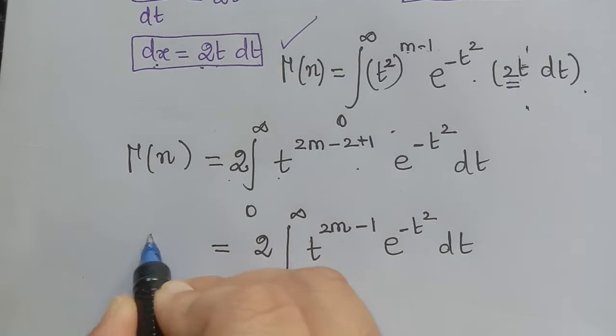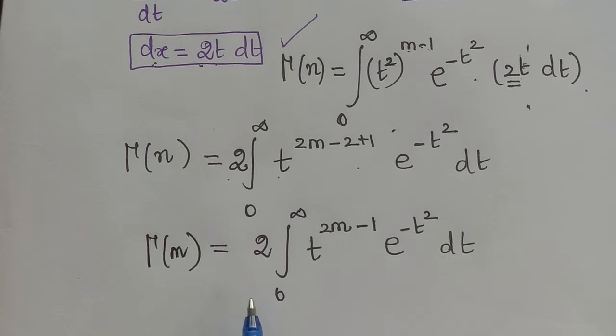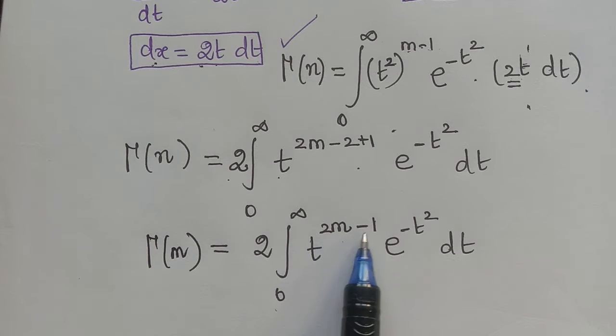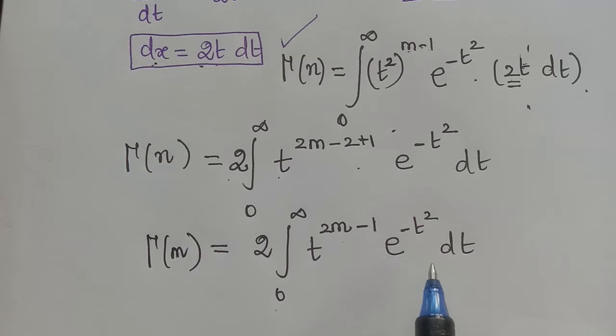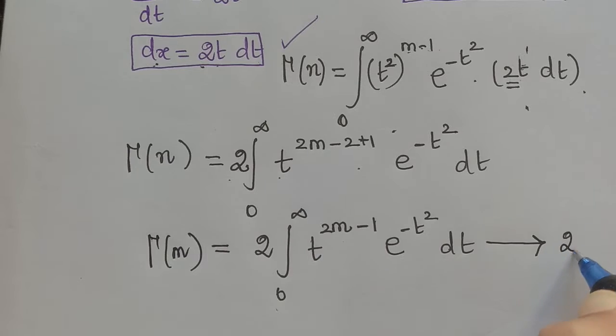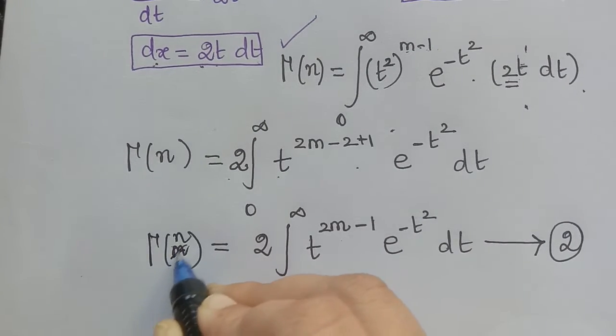So this is gamma of m. And so therefore we have obtained gamma of m to be equal to twice integral 0 to infinity t to the power 2m minus 1 e to the power minus t square dt. And so we can mark this as equation 2. And this is gamma of n. Okay, so gamma of n.